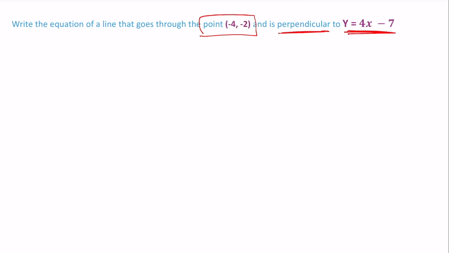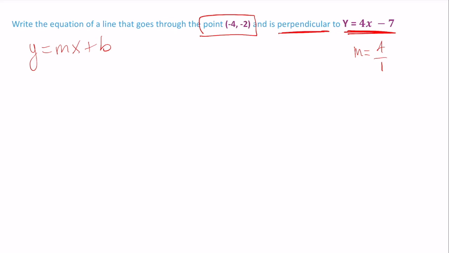Okay, so I'm always going to start with my generic equation, y equals mx plus b. And the only thing I need to figure out is the slope and the y-intercept. Now, they didn't give me any of them specifically, so I just have to think, what do I know? Well, I know that my line is perpendicular to this line. And I know the slope of this line is 4, or 4 over 1.